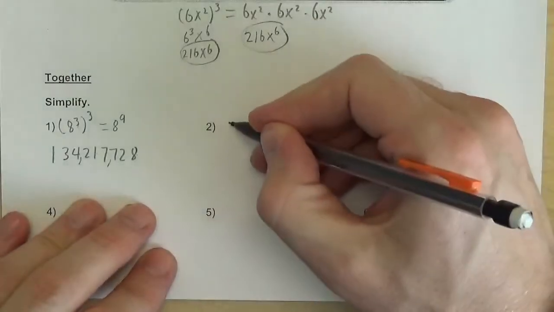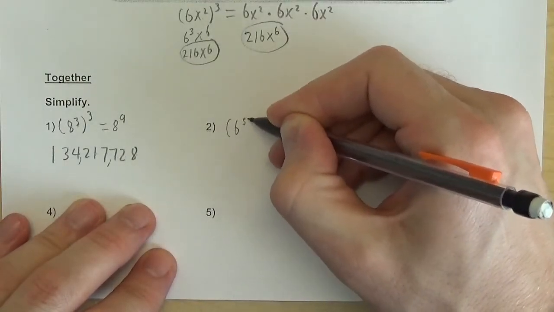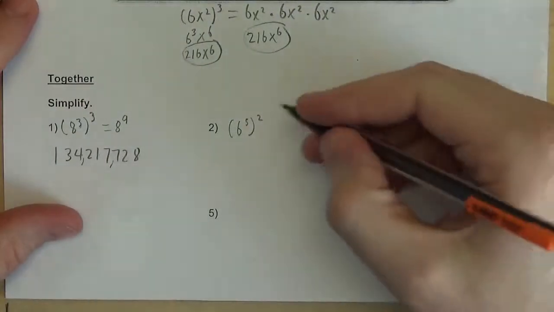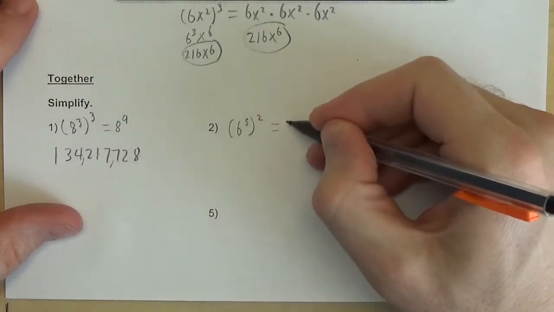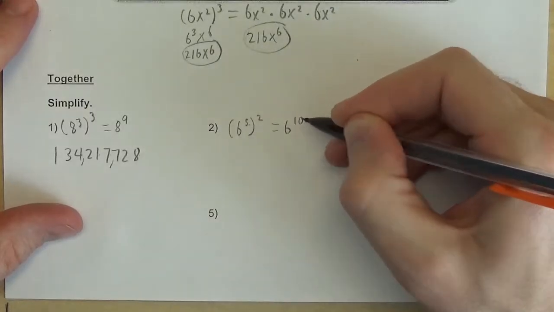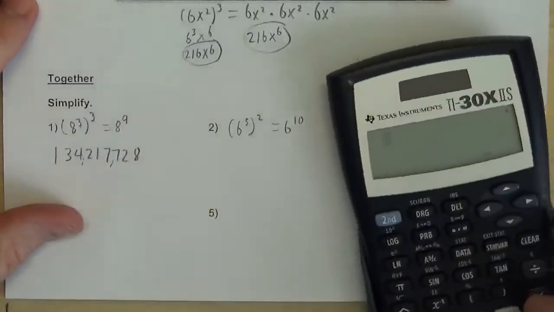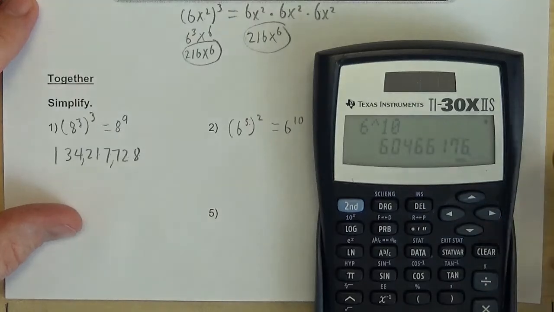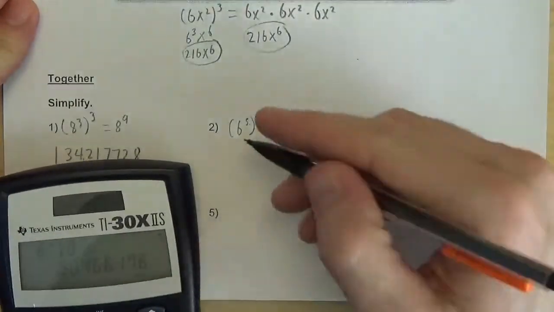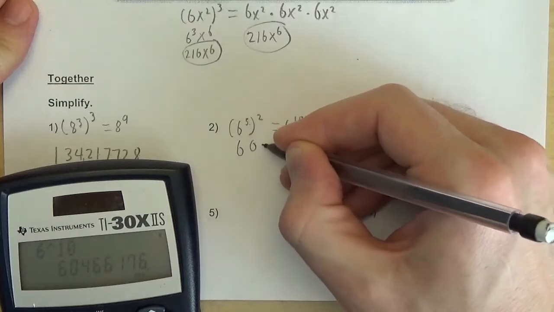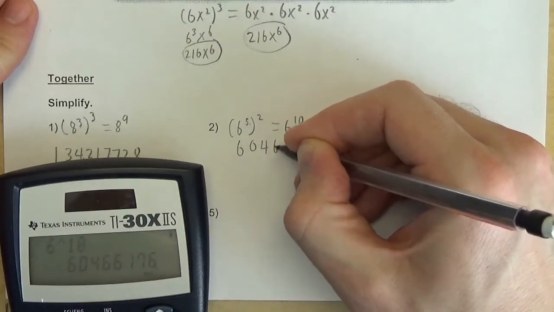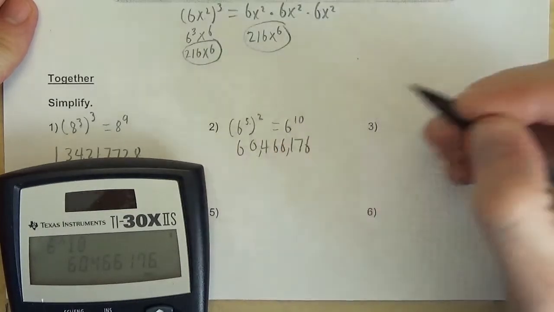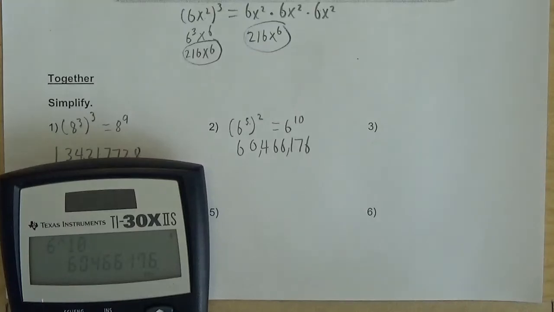So we got 6 to the 5th to the 2nd for number 2. We're going to keep the base the same and then multiply the exponents. 5 times 2 is 10, so we're looking at 6 to the 10th. Let's see what that looks like. 6 raised to the 10th. Okay, another big number here. So we write that as 60,466,176.